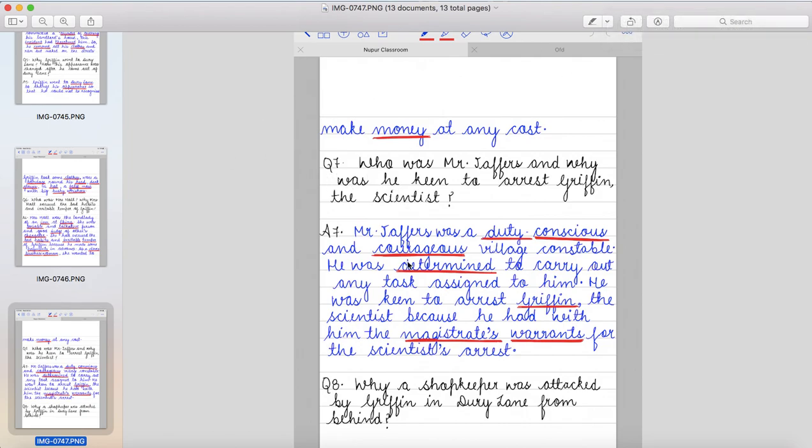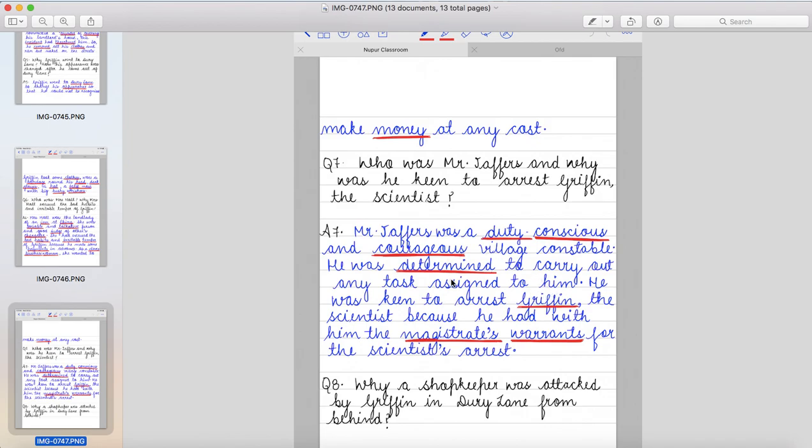Question number 7: Who was Mr. Jaffers? For this we need to write the character traits of Mr. Jaffers, who was the village constable, right? And why was he keen to arrest Griffin, the scientist? So the answer is: Mr. Jaffers was a duty-conscious and courageous village constable. Courageous means brave. He was determined to carry out any task assigned to him.